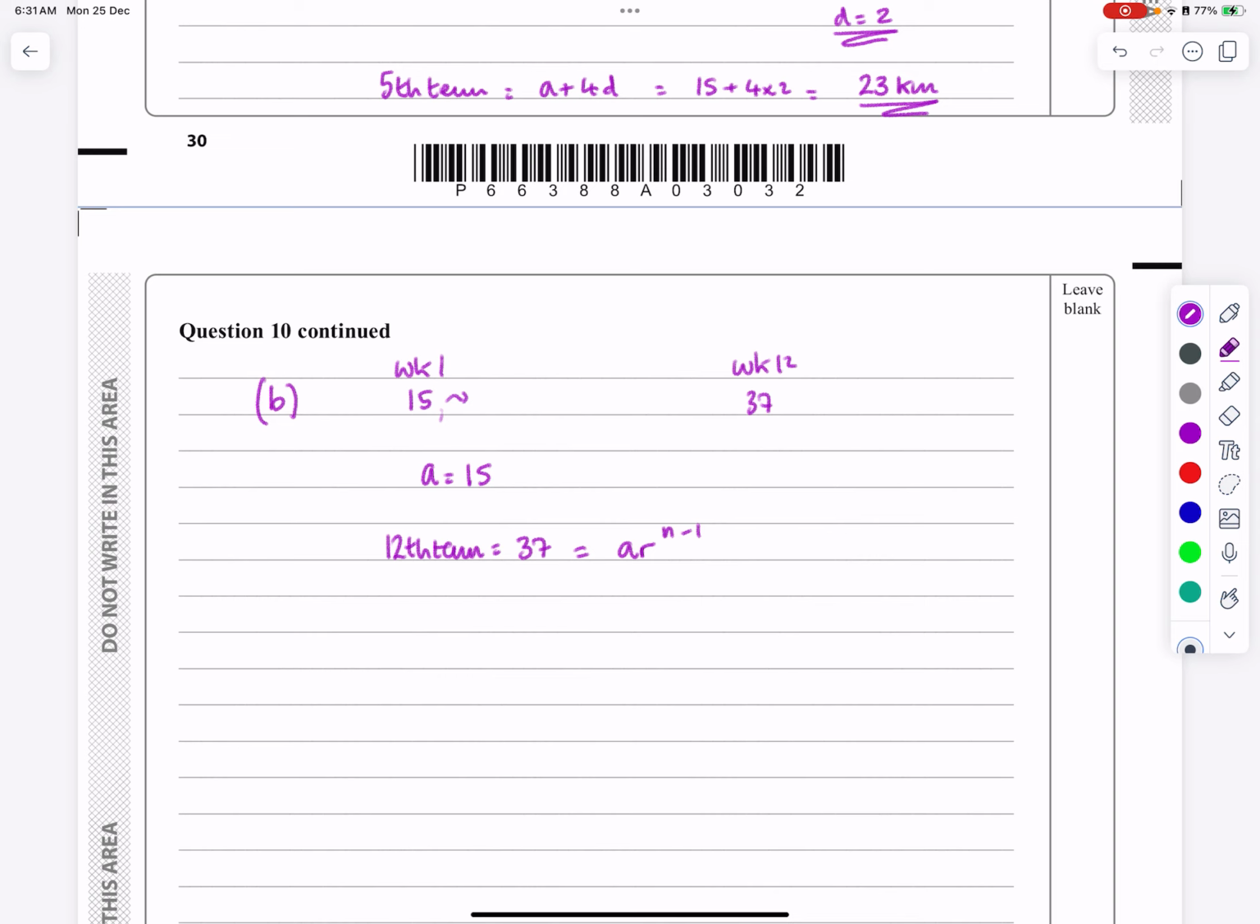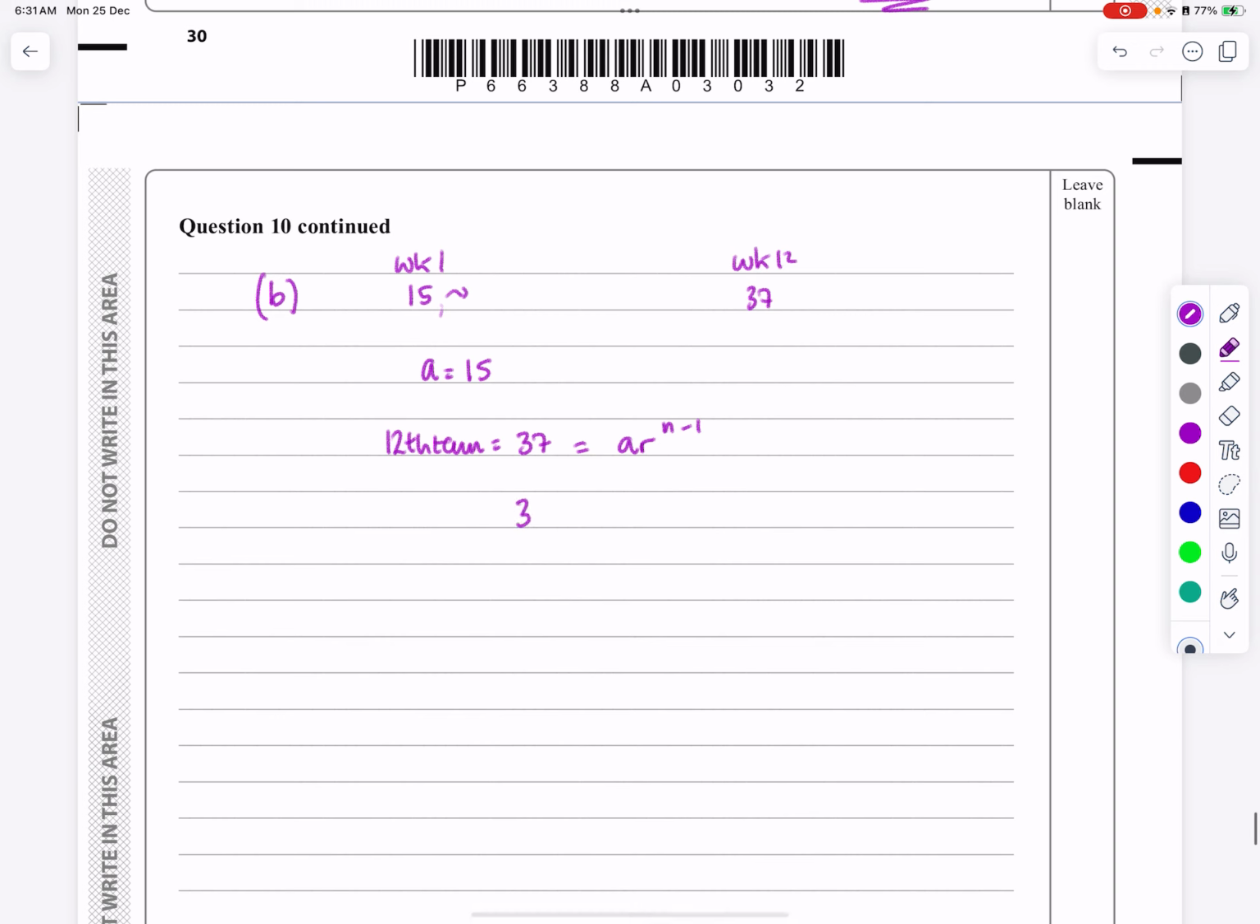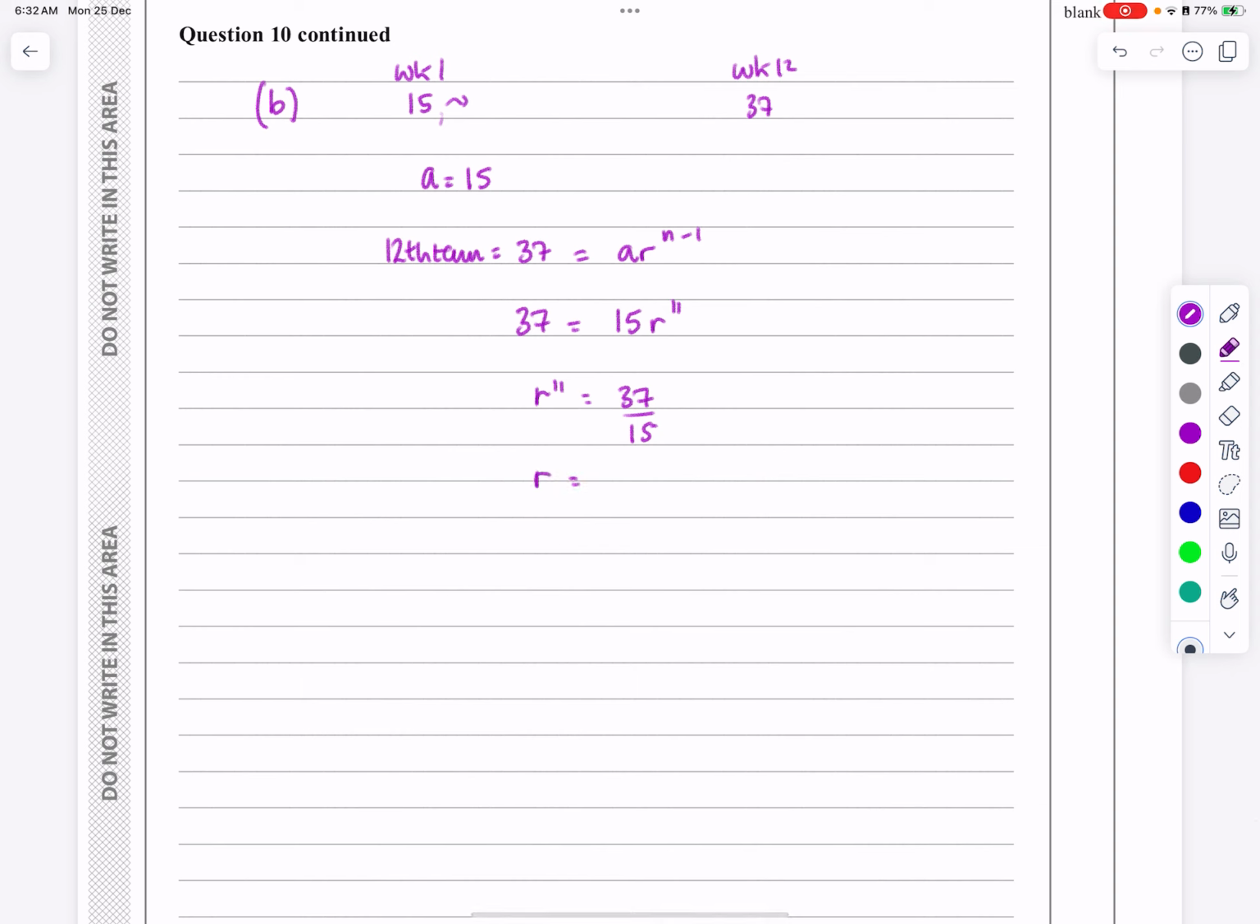So I'm going to try and work out what R is. So 37 is equal to 15 R to the 12 minus 1, R to the 11. So I'm going to get that R to the 11 is equal to 37 over 15. Wow, okay, all right then. So R is going to be the 11th root of that. I might write that down like that.